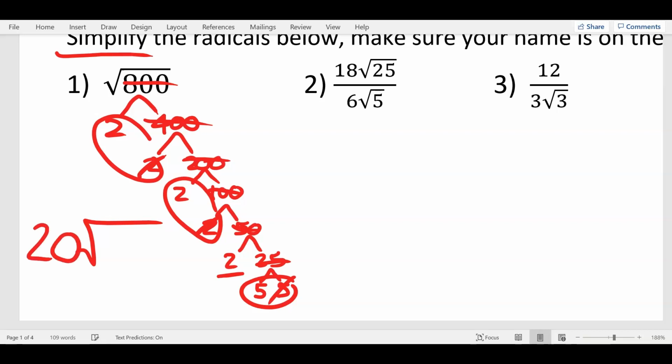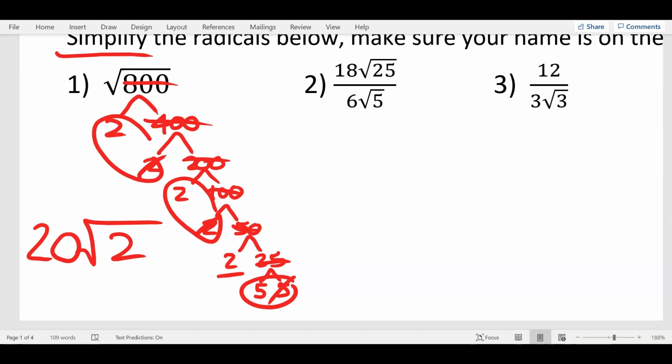Why did it go out? Because they're couples. Couples go out. And guess what loners do? They stay in. They read a book. So 20 outside, loner on the inside. That is how you do simplifying radicals. Factor tree, find your couples. Couples go out, loners stay in. If there's more than one, multiply. Those are the rules.